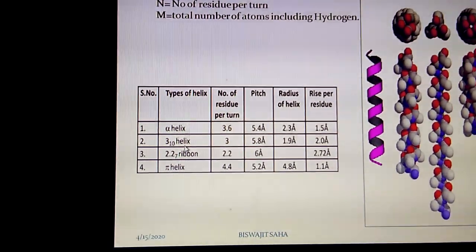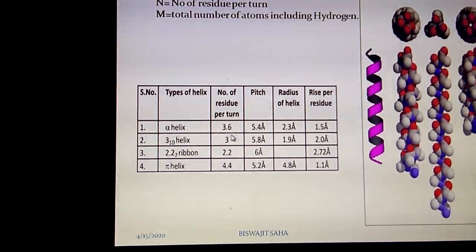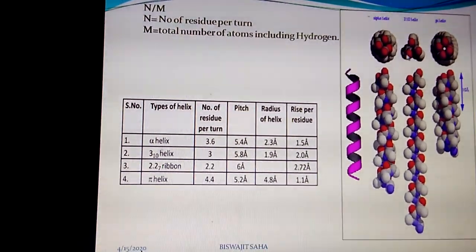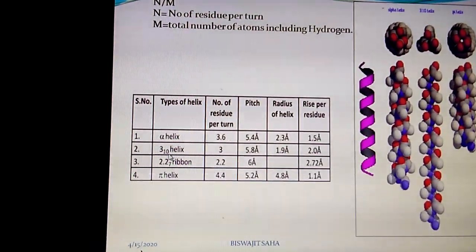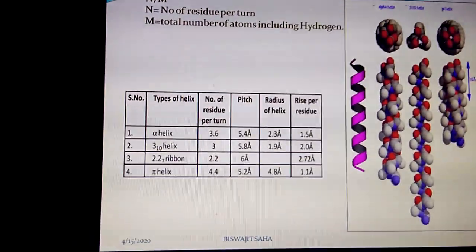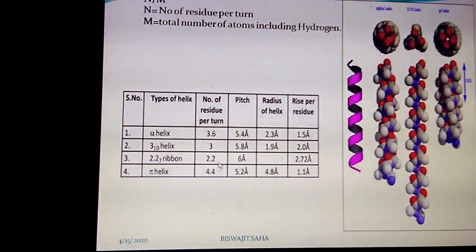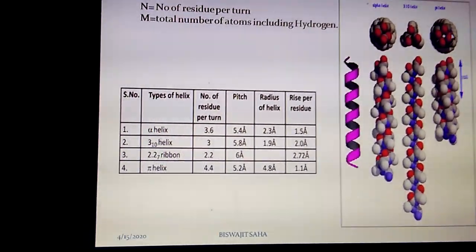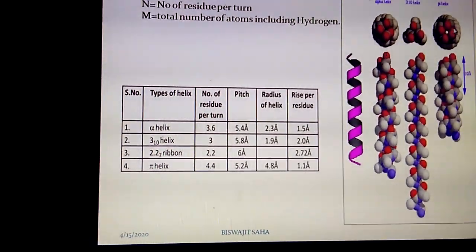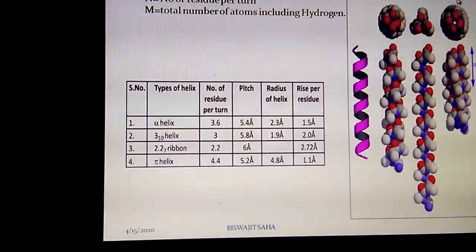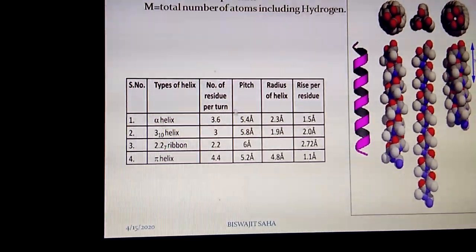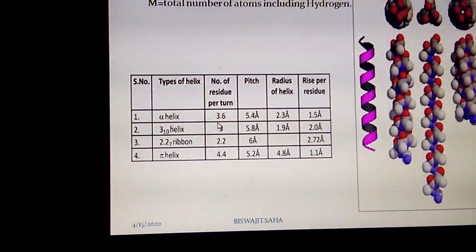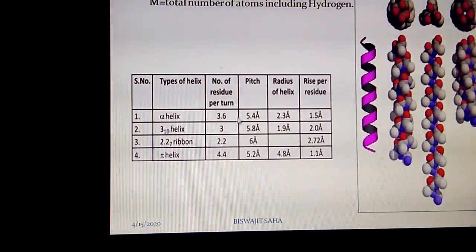Similarly, if it is 3-10 helix, that means the number of amino acids present is 3 per turn. We can see there are 3 amino acid residues, red colored, per turn of the helix. And the 10 means the total number of atoms present in the 3 amino acids including hydrogen. If it is the pi helix, the number of residues per turn is 4.4, and this is the structure. These are the 4.4 amino acid residues. So we can understand how the 3-10 helix can form, or how the pi helix can form. And alpha helix can be rewritten as 3.6 by 13, because it contains 3.6 amino acid residues per turn of the helix, and 13 atoms.